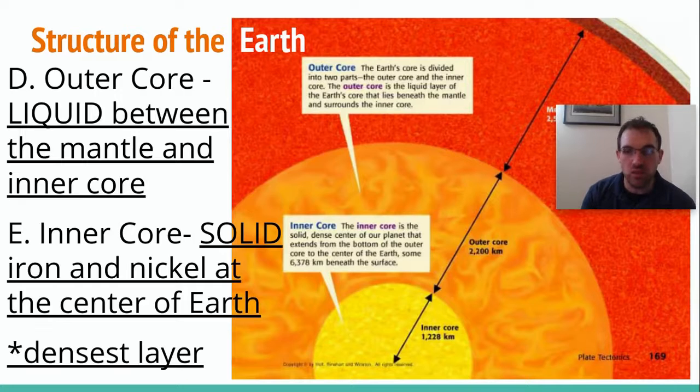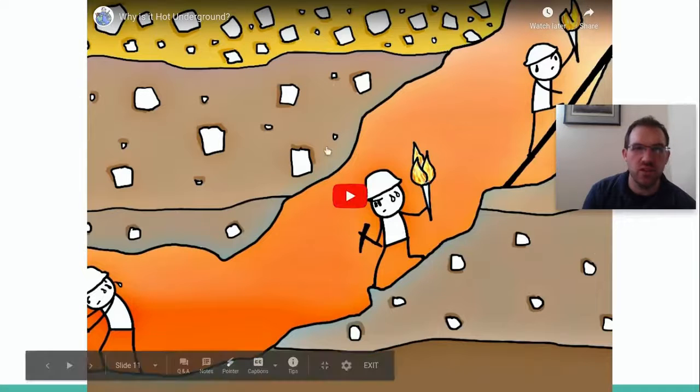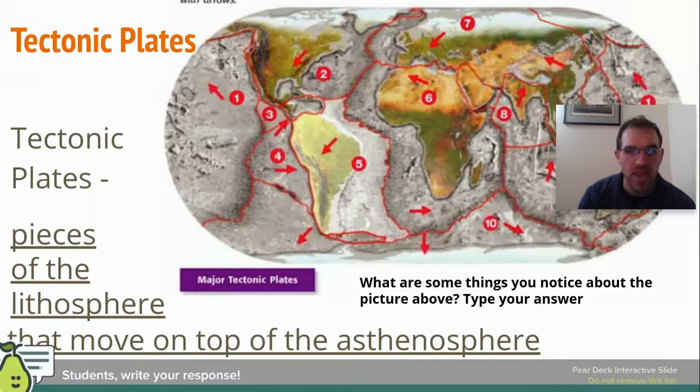So we have 5 layers right here of the Earth, all separated by something slightly different. This is a great video that talks about why it continues to get hot as you go underground, like what is that from? And this is our last definition that you're going to have right over here.